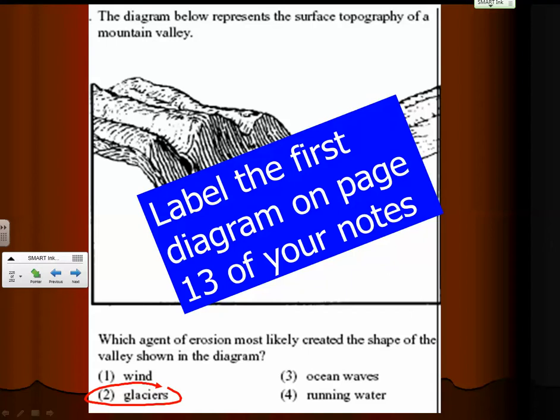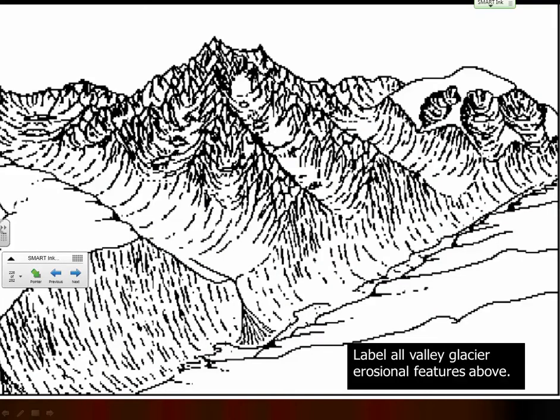And we're going to stop here and label the first diagram of page 13 of your note packet, unless you're in period 1, in which case we won't do that. Here we have lots of shapes, glacial shapes. If you ever see a picture like this, you always want to think, you know, glaciers. Glaciers made this. All these sharp features.